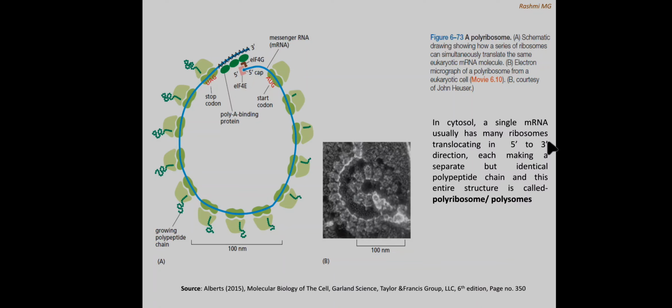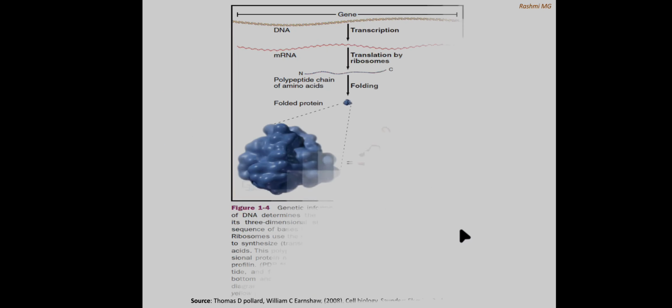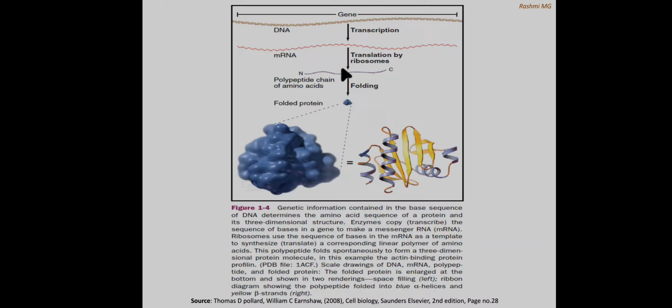The polyribosome is what? In the cytosol, a single mRNA usually has many ribosomes. See, ribosome 1, 2, 3, 4, 5. These form a loop, or a chain, that is known as a polyribosome. It forms different types of polypeptide chains or protein chains. Different ribosome units will form different proteins inside the cell. So this is the organization of the ribosome.